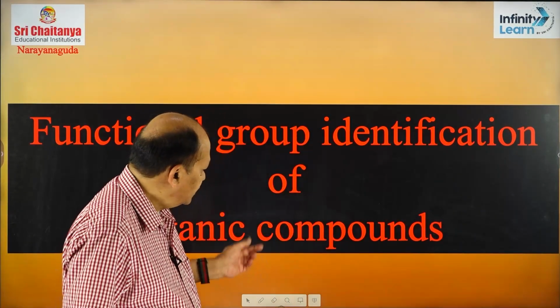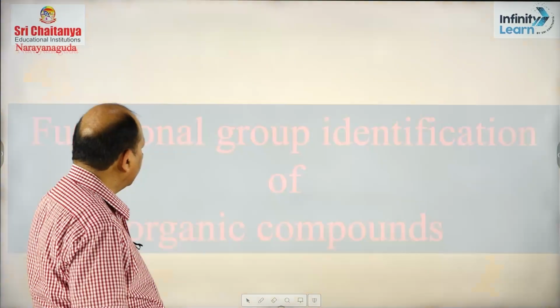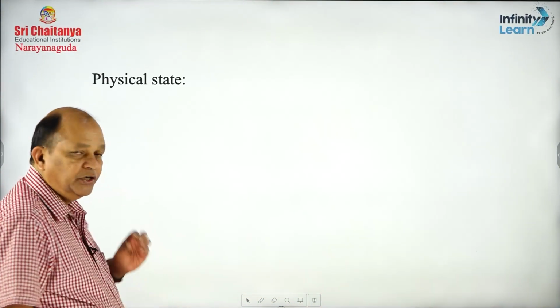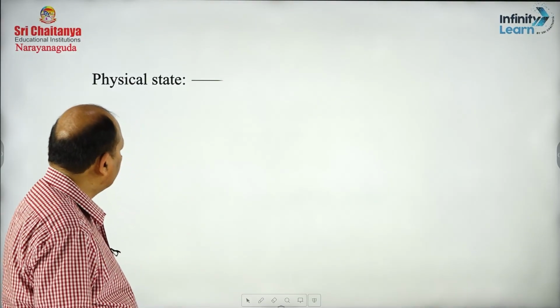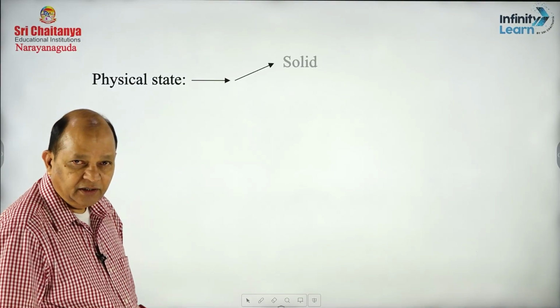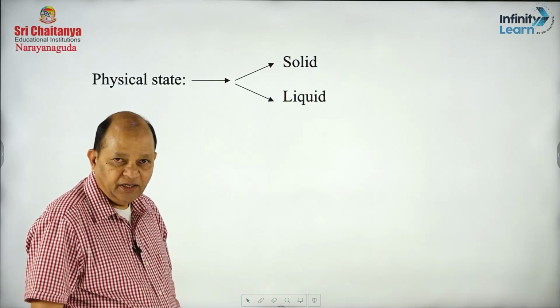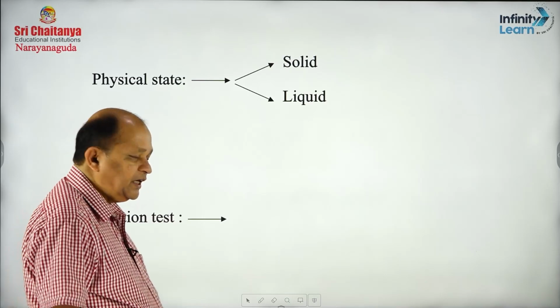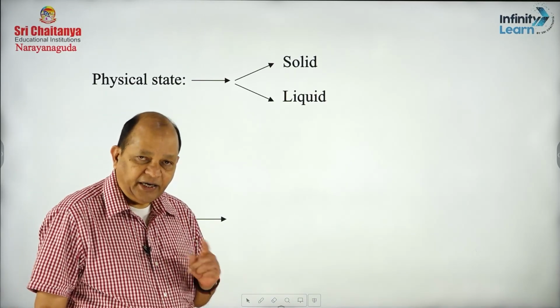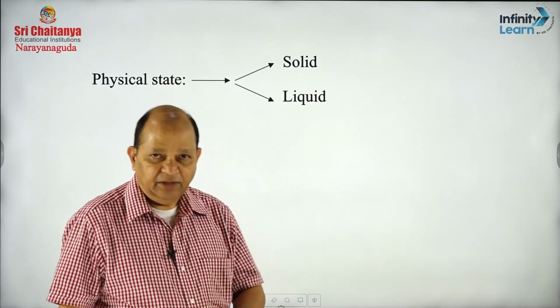So, whenever a compound is given, what actually is to be done? The first step is to observe the physical state, whether the given compound is a solid or a liquid. You have to note that as point number 1. Next, you have to go for the ignition test. With the help of the ignition test, you can identify whether the given compound is aromatic or aliphatic.